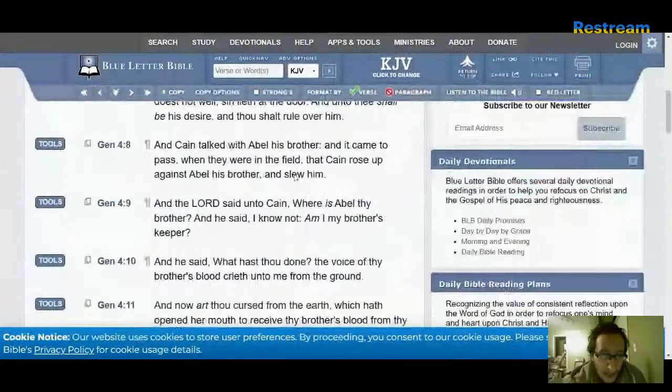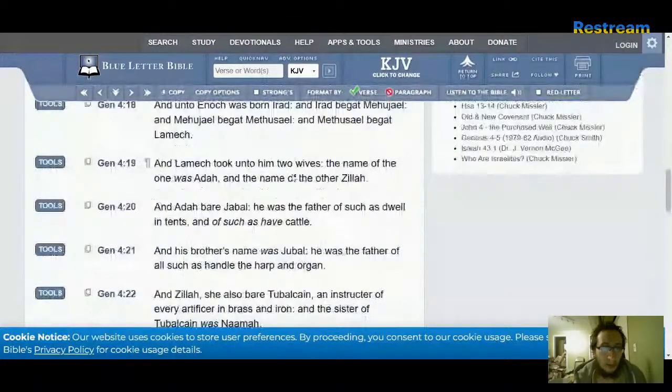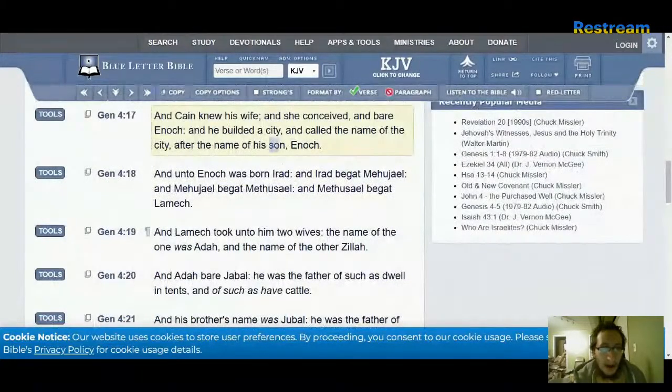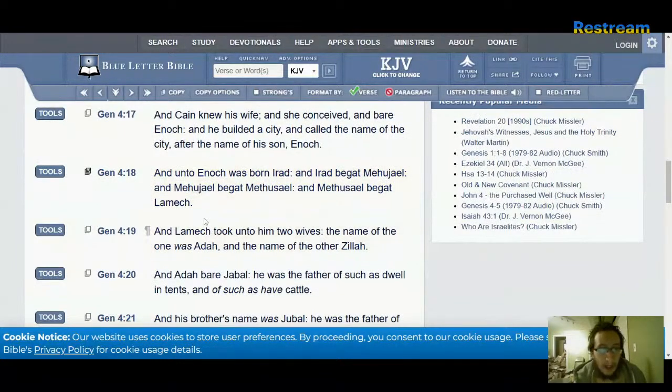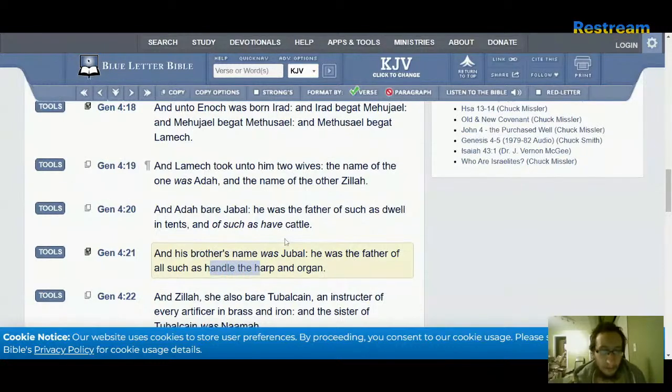So we have a problem. Cain's genealogy occurs where we have Cain had Enoch, Enoch had Arad, Arad had Mehuel, Mehuel begot Methuselah, Methuselah begot Lamech, Lamech had Adah and Zillah, Adah bare Jabal. Jabal was the father of those that dwell in tents and have cattle. And his brother's name was Jubal. He was the father of all such as handle the harp and organ.